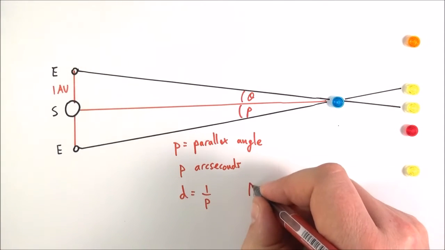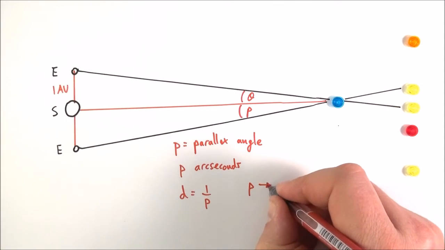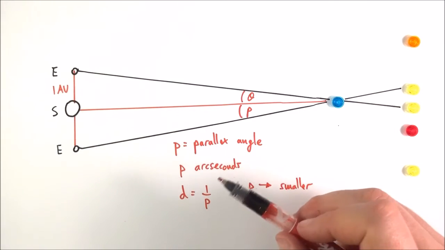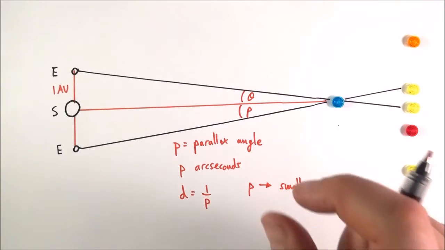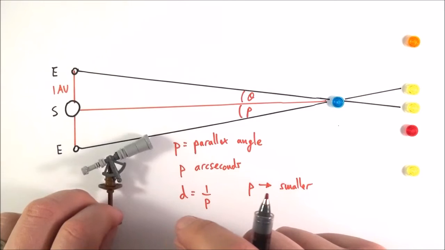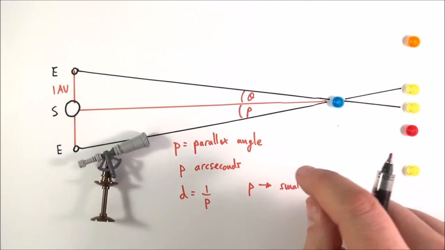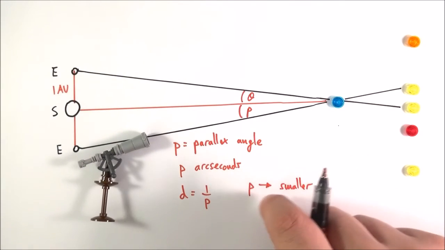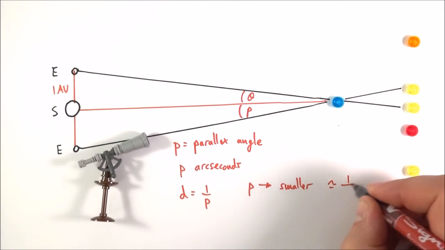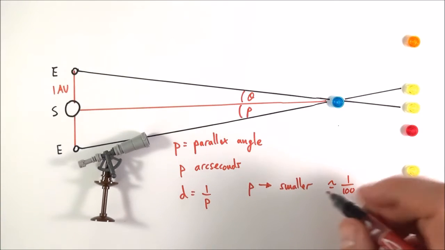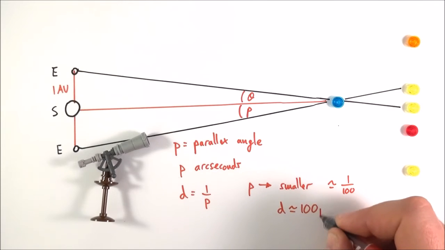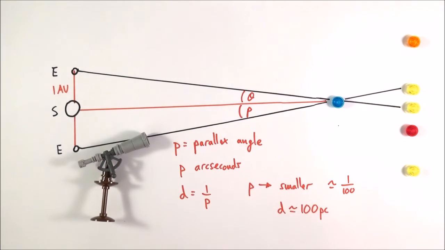As p gets smaller and smaller, it's harder to work out the distance, bearing in mind a lot of this happened a long time ago using fairly old style telescopes. As p got smaller, it got harder to measure precisely. We can get values of p to about a hundredth of an arc second, and therefore this limits our distance to approximately 100 parsecs, which is about 300 light years.